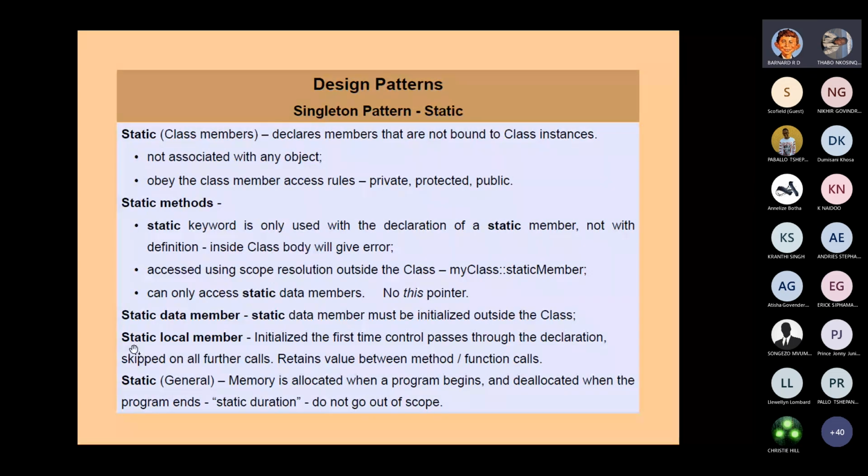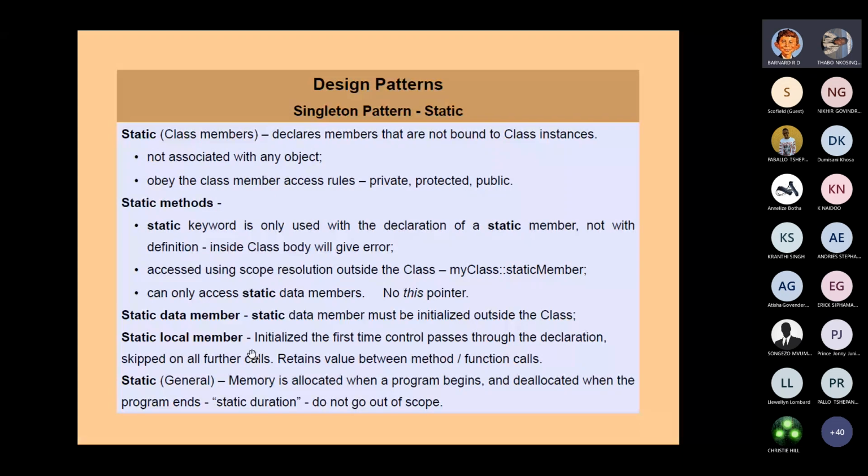Then a static local member, in other words, one inside a method. And this is very important for the singleton pattern. It is initialized the first time control passes through the declaration, and it's then skipped on all further function calls. And it retains its value between method or function calls. So this is a very important distinction for static local members.